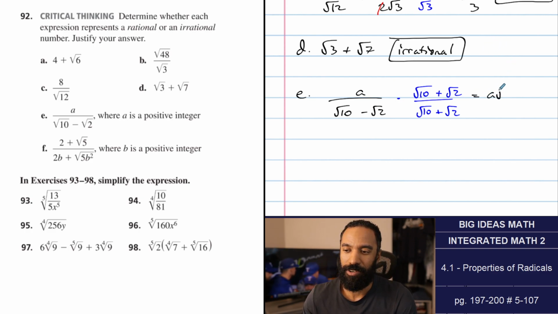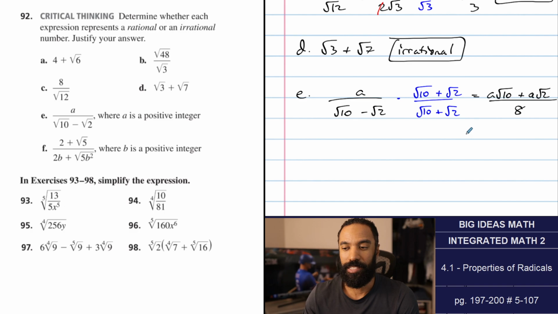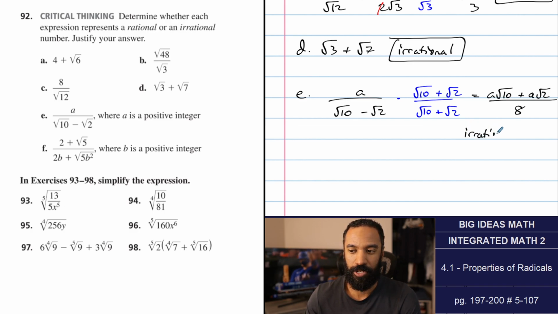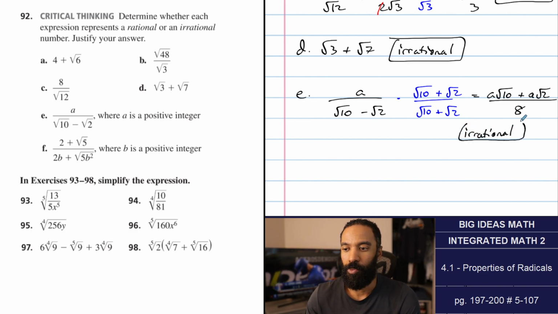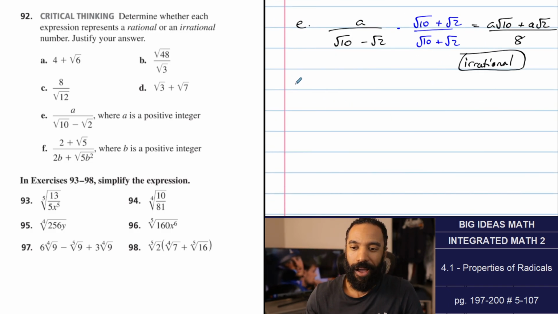So this will be 8a root 10 plus a root 2 over 8. There's nothing that's going to get rid of these root 10s and root 2s right here. On the bottom, sure, 10 minus 2 is 8. That's fantastic. It doesn't change that it's still an irrational number. We rationalized the denominator, whereas we irrationalized the numerator. F.